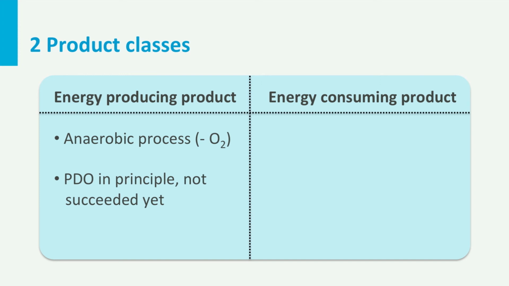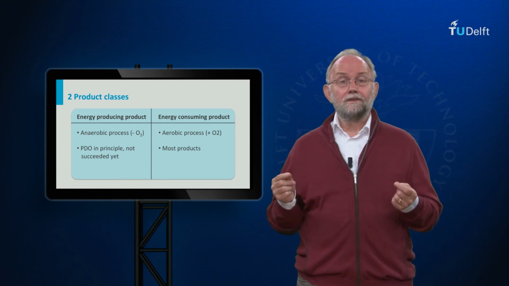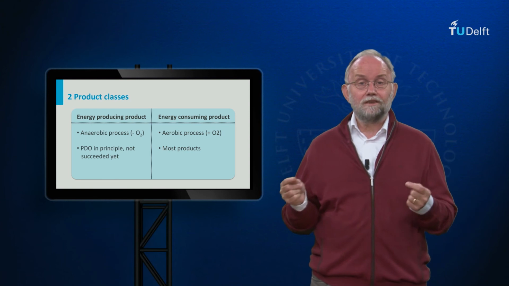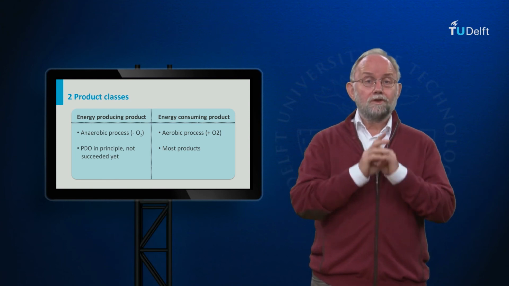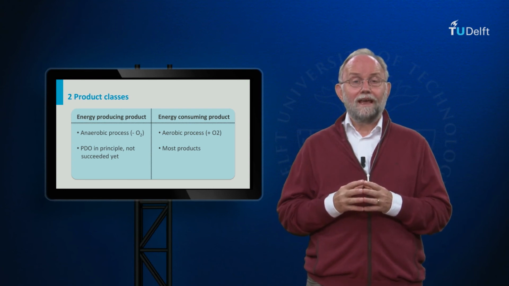The second product class consumes energy. Therefore, the microorganism needs a source of biological energy, which comes most efficiently from the oxidation of substrate with molecular oxygen. For this product class, the fermentation therefore needs to be aerobic, and we need to supply oxygen as a nutrient. Most microbial production processes at this moment are aerobic.